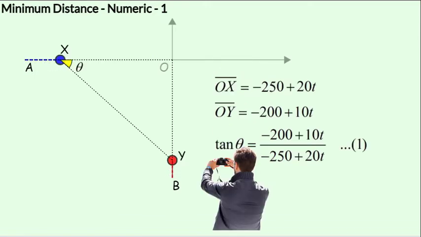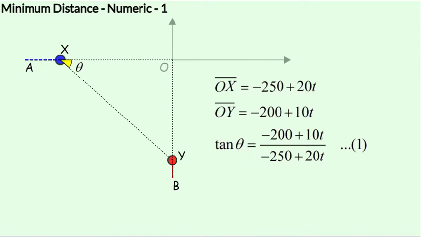Let's take a snapshot of A and B in some arbitrary position along the way. Let's say that we took the snapshot after a time of t seconds. Point A is 250 meters to the left of O. So considering the signs, we take the initial displacement of A as minus 250 meters. Similarly, point B is 200 meters below the origin, so we take the initial displacement of B as minus 200 meters.